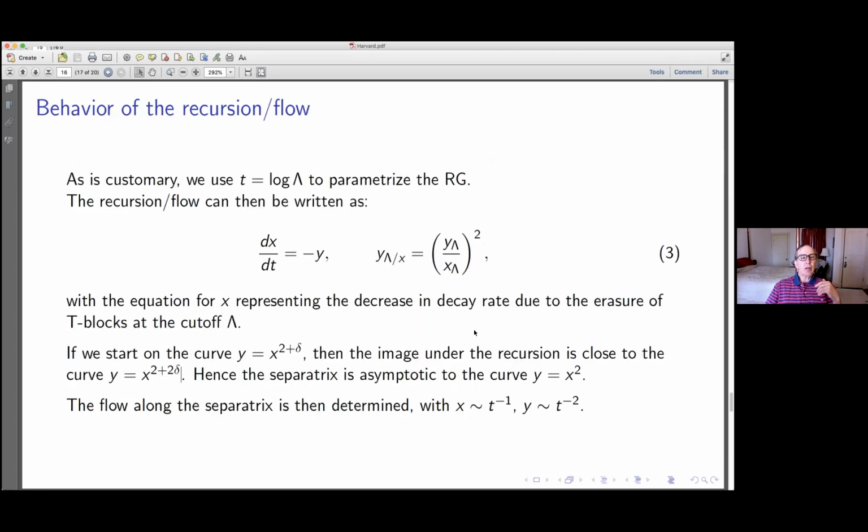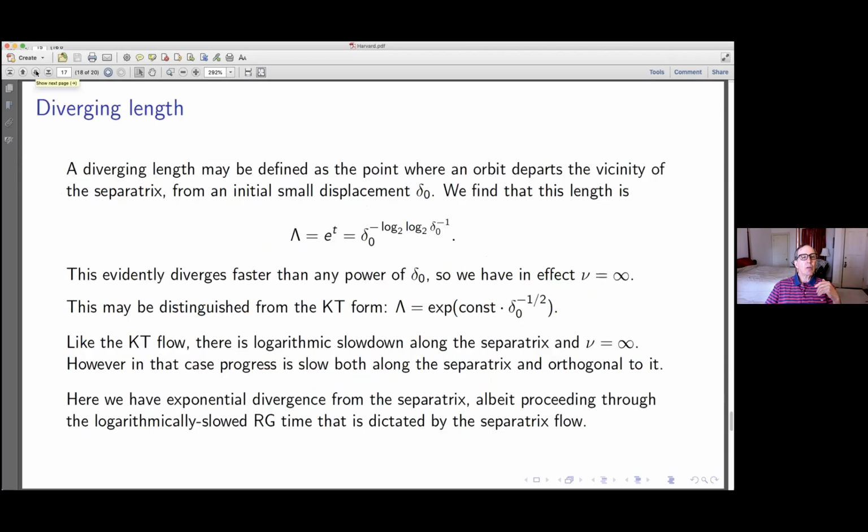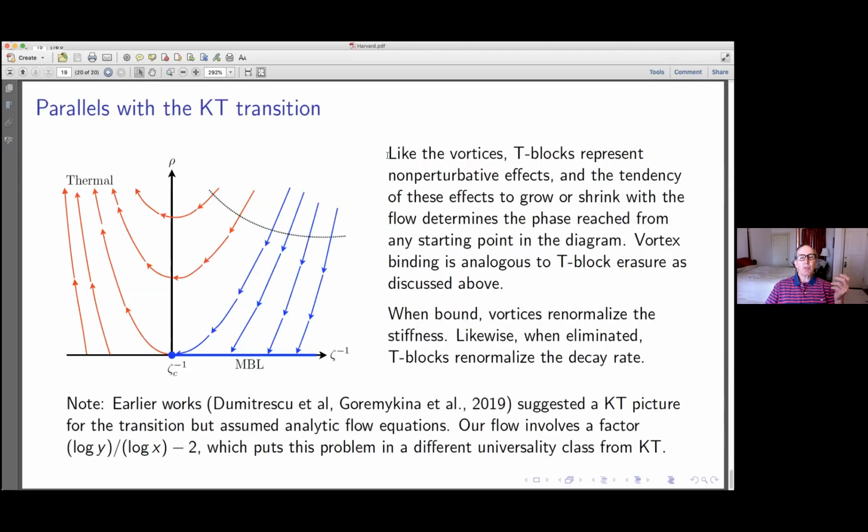So there's a lot of interesting parallels with the KT picture. Maybe you've seen some of these already, but like the vortices in KT, these T blocks represent non-perturbative effects. And the tendency of these effects to grow or shrink with the flow determines the phase reached from any starting point in the diagram. You can also think about the fact that vortex binding in traditional KT is really analogous to this T block erasure, as we've been discussing. Because when vortices bind, they kind of disappear from the problem. They just renormalize other parameters. And indeed, in KT, the vortices renormalize the stiffness when they bind. And in a similar fashion, when these T blocks are eliminated, they renormalize the decay rate.